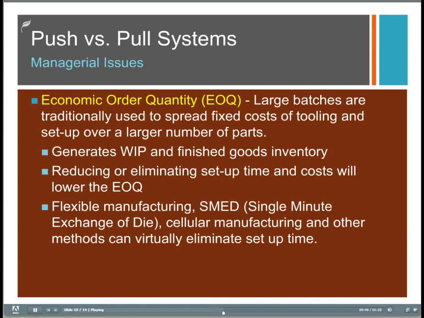If we could reduce or eliminate the setup time and the setup costs, we could lower the EOQ. So just in time or a pull system for reducing inventories would depend on being able to cut down your setup times so that you don't have to have high inventories to get economic production sizes. Some tools used for this are flexible manufacturing, SMED, which stands for single minute exchange of die, cellular manufacturing, or other methods that can virtually eliminate setup time.